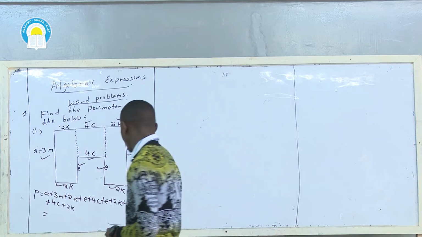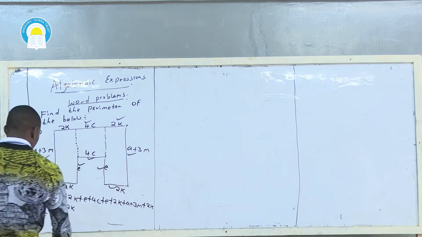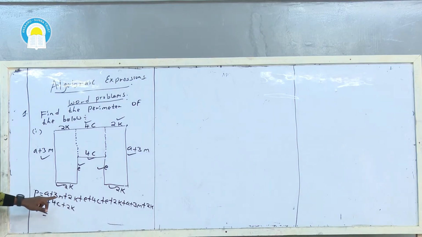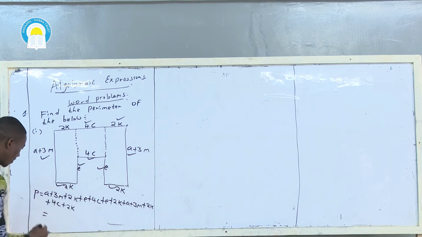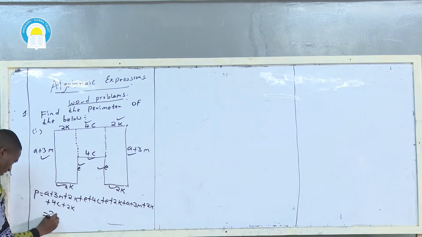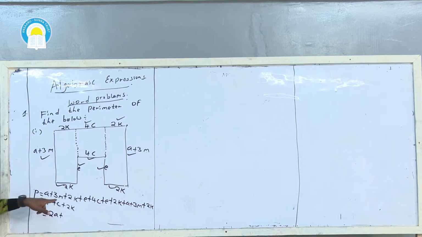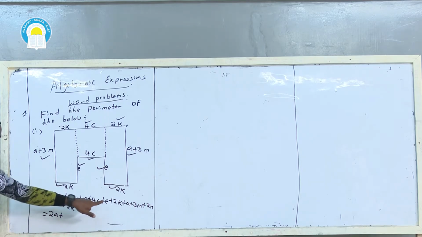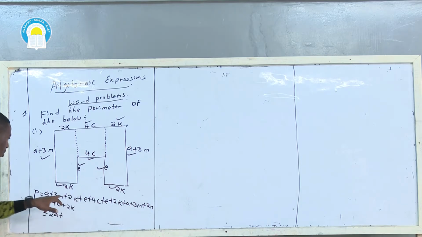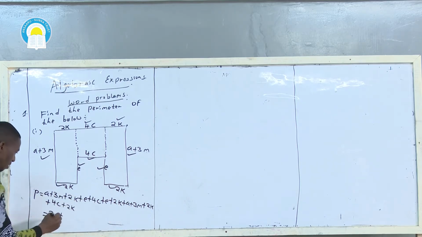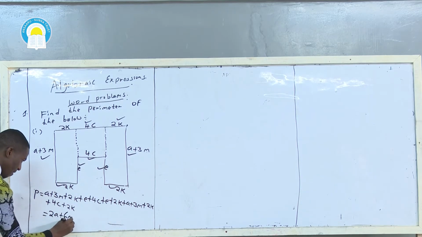So I will say, how many A's am I having here? 1. I will collect the like terms. 2. So I'm having a total of 2 A's. Plus, how many M am I having? 3M. There's also another M here. So 3M plus 3M, I will be able to get 6M.